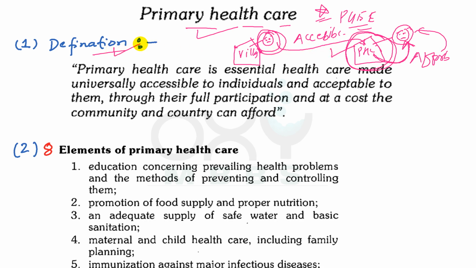So what is the definition? Primary health care is the essential health care which is made universally accessible to the individuals and universally acceptable to the individuals through their full participation, and at a cost the community and the country can afford.